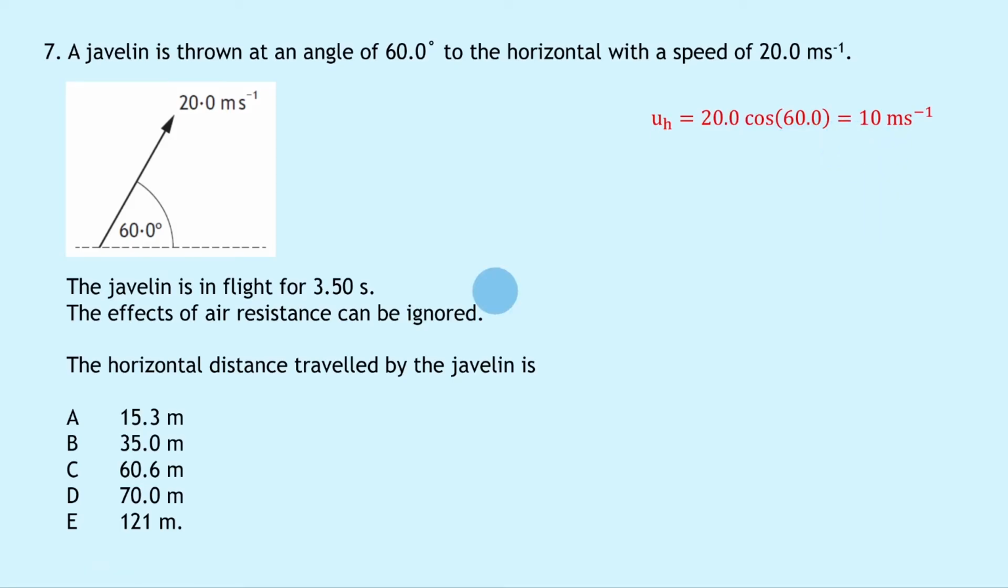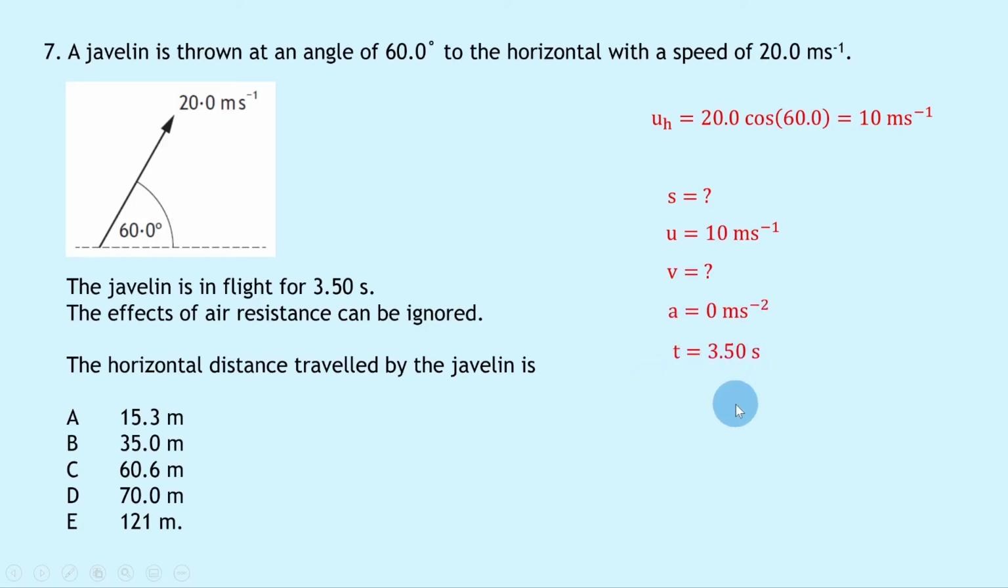And now we can use suvat for the projectile in order to work out what values we have and what values we're trying to find. So for the horizontal motion, we're trying to find what S is. We know the initial horizontal speed is 10 meters per second. We don't know what the final horizontal speed is. We know the acceleration A is 0 meters per second squared. And we know the time of flight is 3.5 seconds.